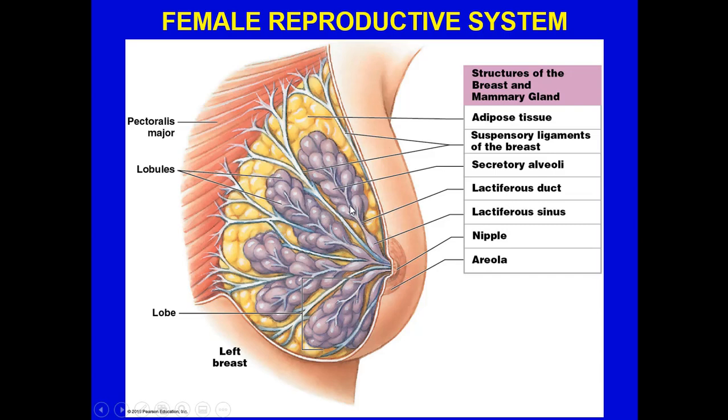So here we have the lobules, okay? This makes up an entire lobe structure here. You have the areola, the nipple. You have the lactiferous sinus, the lactiferous duct, the secretory alveoli. You have the suspensory ligaments, and of course, the accompanying adipose tissue.